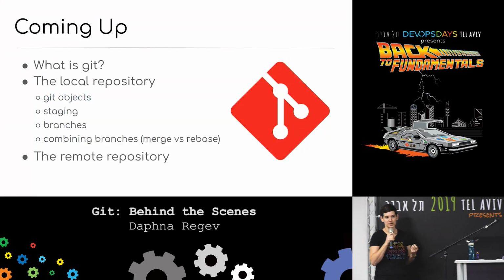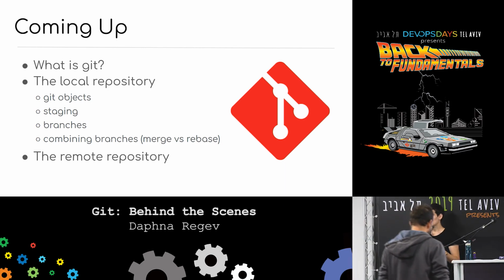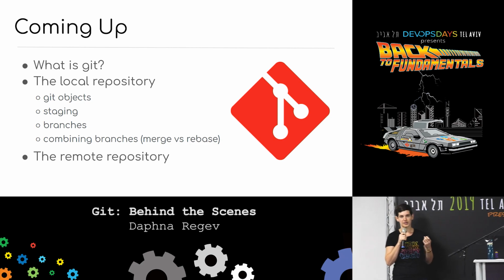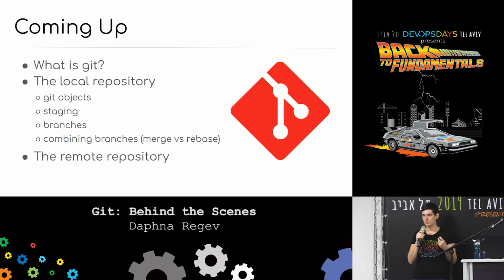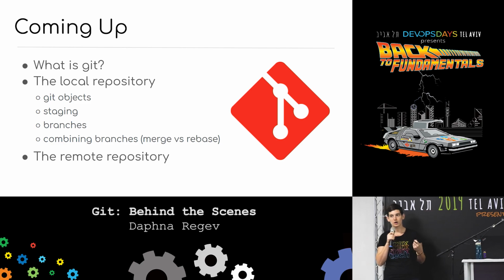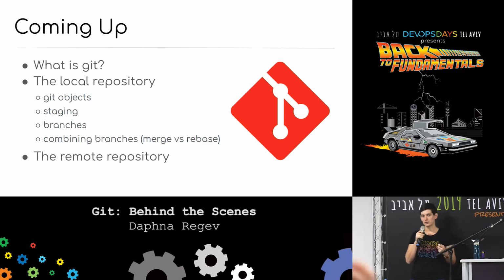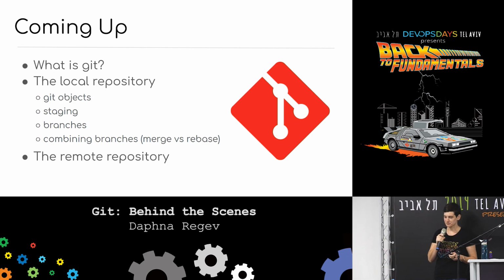So today we're going to be talking a bit about what Git actually is. We're going to be focusing a lot on the local repository, and we'll talk about the Git objects that make up Git, the staging area where we create commits, our use of branches, which is a really strong point for Git, and obviously combining these branches, which is what it's all about. And then at the end, we're going to be talking a bit about the remote repository, which is, of course, also important. So we'll start with the basics.